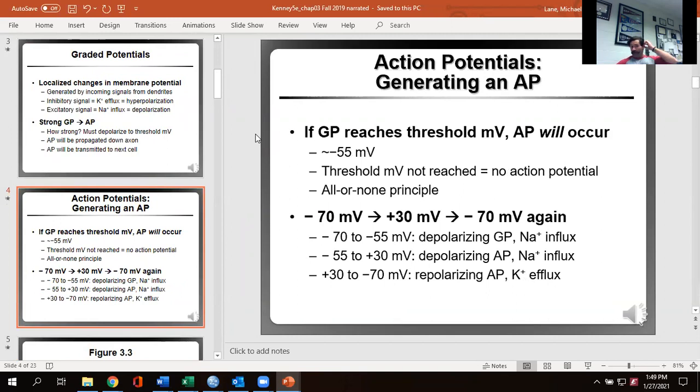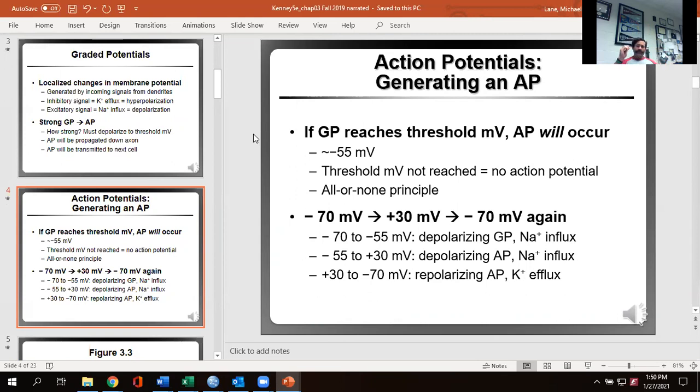So if a graded potential reaches about negative 55 millivolts, that's where we're going to see an action potential generated. This is the all or none principle. So we either hit that threshold and get a contraction, or we don't hit that threshold and we get no contraction. Now, we're going to find that resting potential is going to be about negative 70. So if we get just enough graded potentials that we get that sodium influx to where at about negative 55, then boom, we're going to go all the way up to positive 30 millivolts and then back down again.